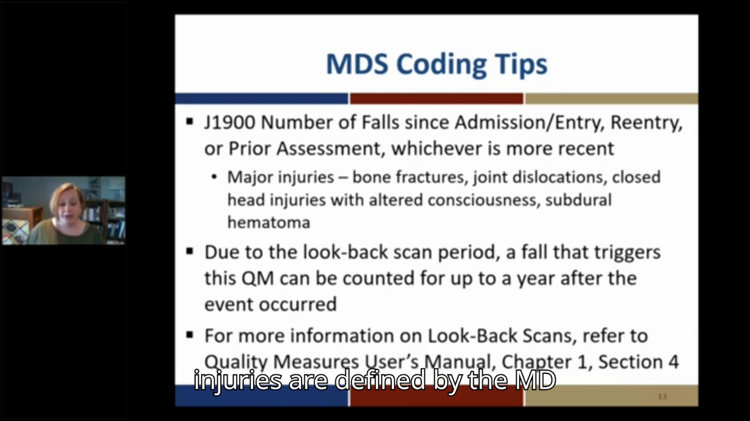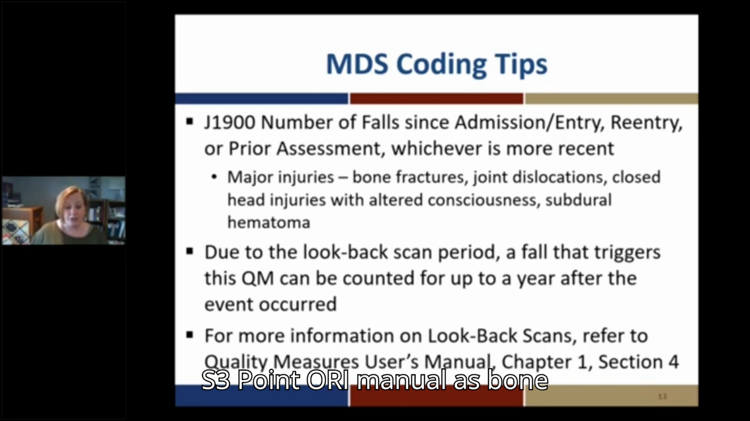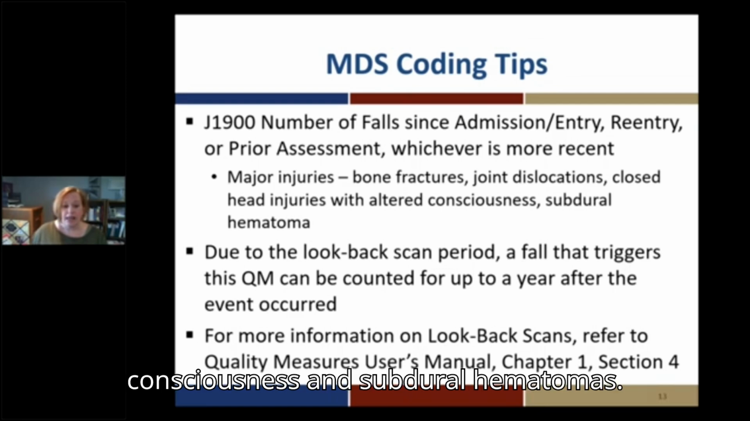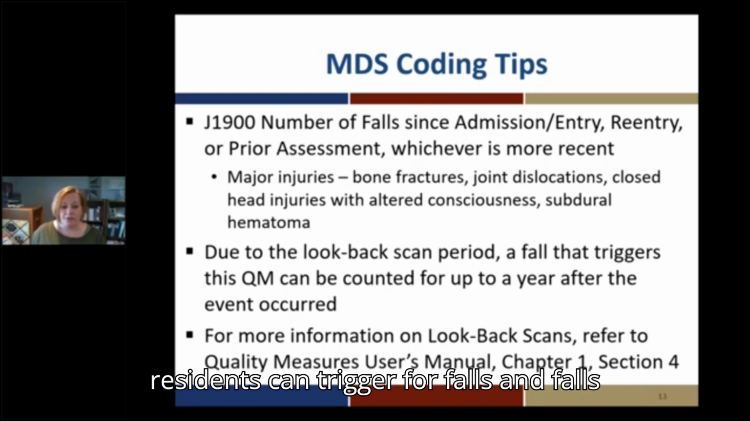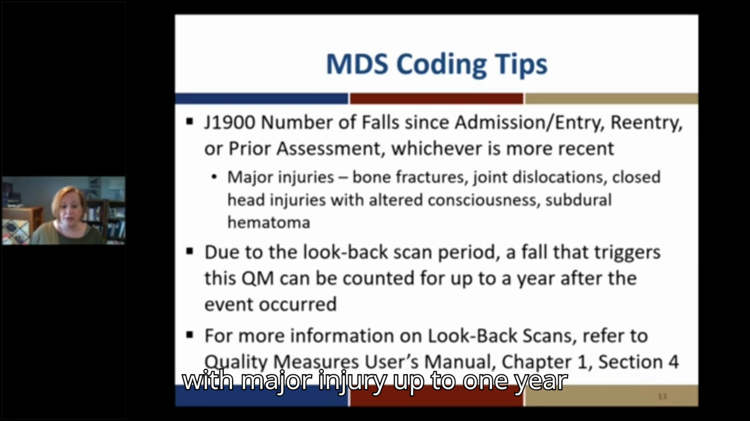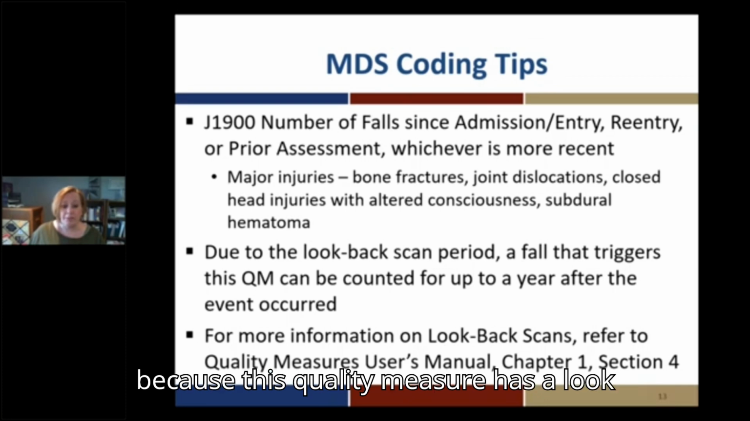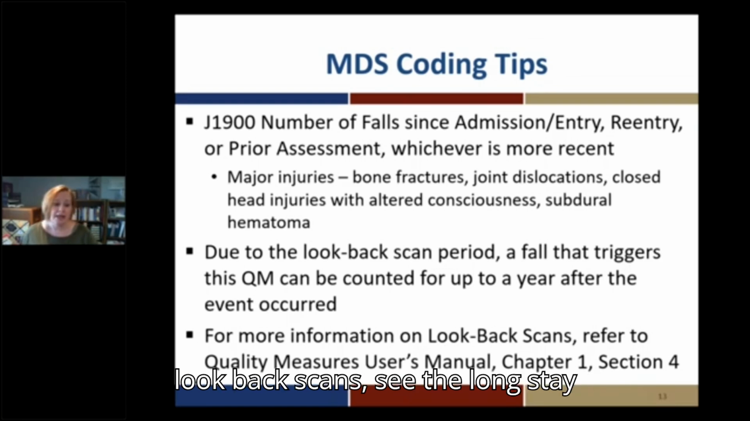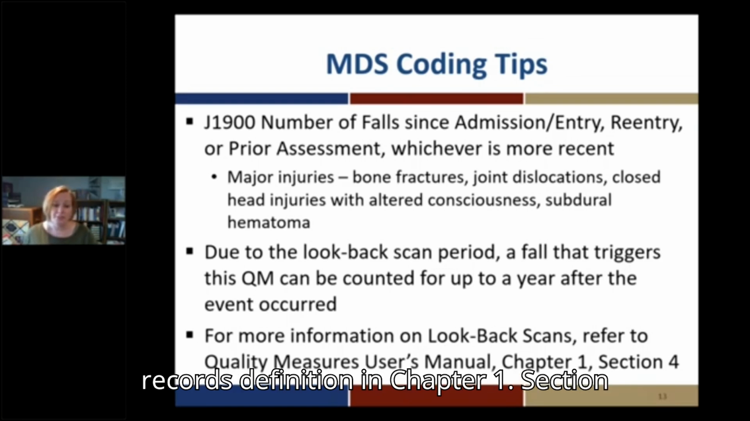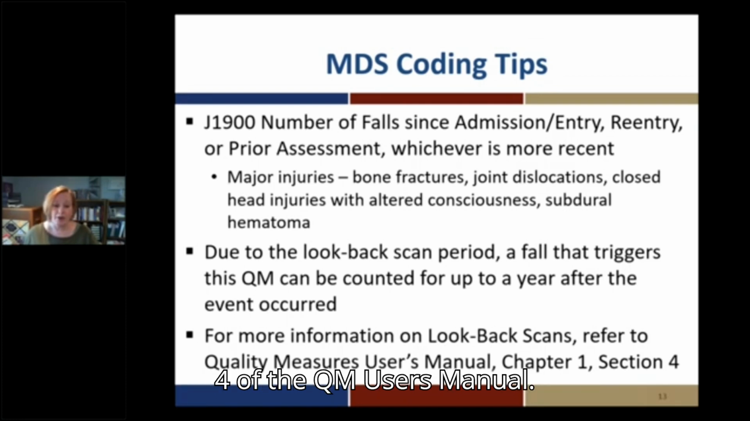Major injuries are defined by the MDS 3.0 RAI manual as bone fractures, joint dislocations, closed head injuries with altered consciousness, and subdural hematomas. As discussed previously on slide 8, residents can trigger for falls and falls with major injury up to one year because this quality measure has a look-back scan assessment period of up to 275 days. For more information describing look-back scans, see the long stay records definition in Chapter 1, Section 4 of the QM User's Manual.